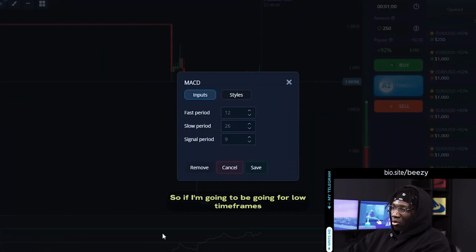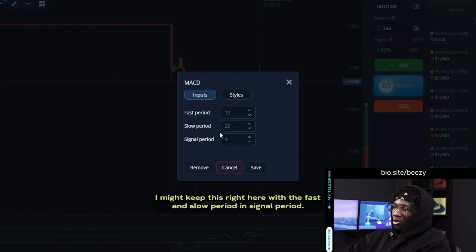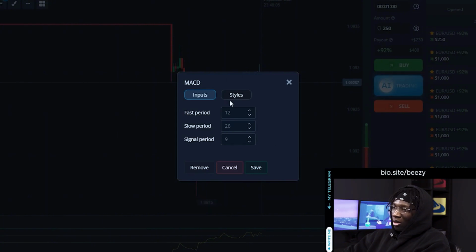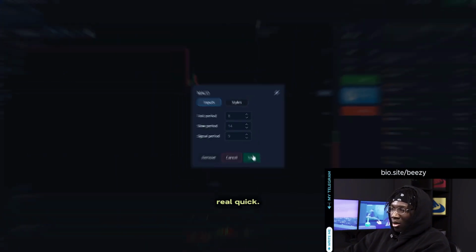So if I'm gonna be going for low time frames, I might keep this right here with the fast and slow period and signal period. But I might change my fast period to 8, just because I want quicker signals. And I might leave my slow at 26. Maybe I might drop it down to like 14, just because I want real tight, real quick.